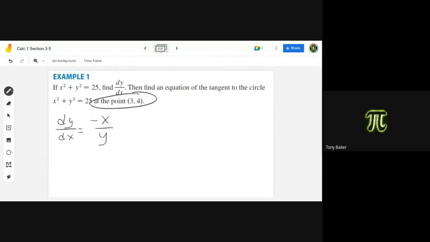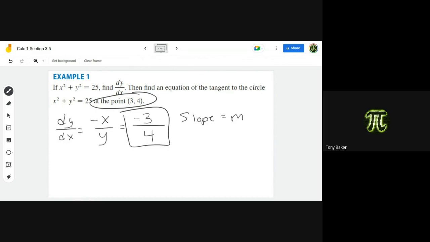So we've got our equation for our slope. That's what our derivative is going to give us. All we do is plug in the point that they gave us. So they gave us (3, 4), right? So what's x in the point? 3. So negative 3. What's y? 4. So that's my slope at (3, 4). That's my slope, or m.